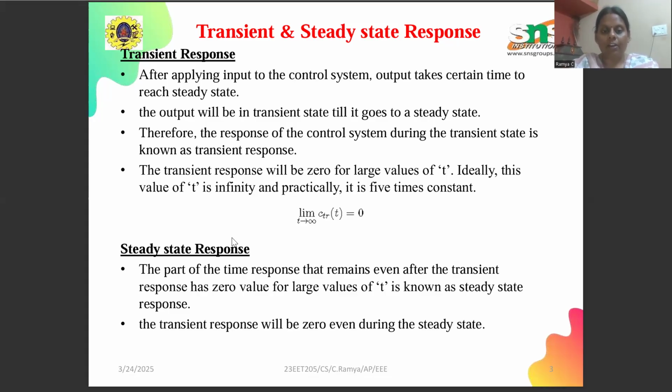And we can also write this transient response mathematically: the transient response will be 0 for a larger value of t, where t tends to infinity, and practically it is 5 times the time constant. So the expression we use for the transient response is: limit as t tends to infinity of c_tr(t) is equal to 0. Next we are entering into the steady state response.